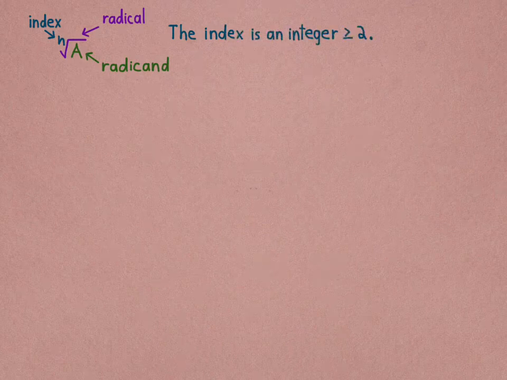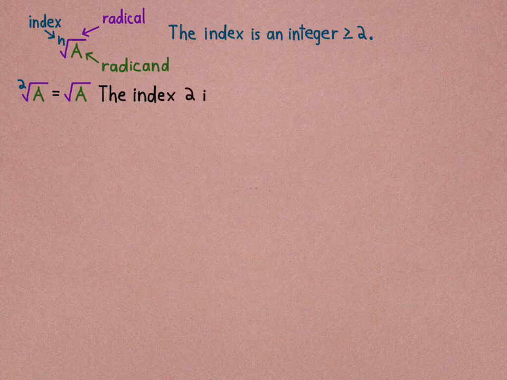The index is an integer greater than or equal to 2. If the index is 2, we usually don't write it, as I mentioned before. So that would be the square root of a. The cube root of a, the index would be 3. The fourth root of a, the index would be 4, etc. Right? So square root of a, we usually don't write the index 2. It still has an index 2, we just don't usually write it down.